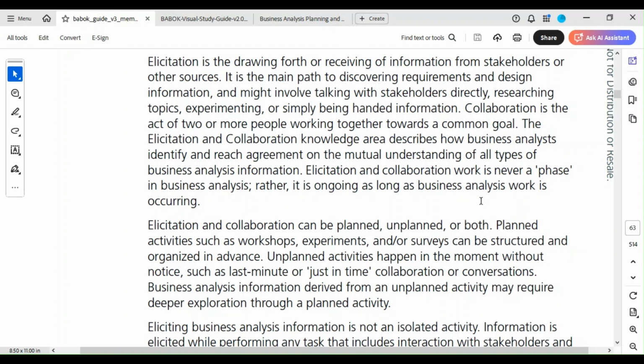Elicitation and collaboration work is never a phase. Rather, it is ongoing as long as business analysis work is occurring. For example, you've already collected your requirements, you are refining them, you move on to the next stage, and you find out, oh, this cannot be done this way, this has to be tweaked. So you have to go back to your requirements to change them to fit what needs to be done. It tells you that this is a living document or living process, not just a phase that you pass through.